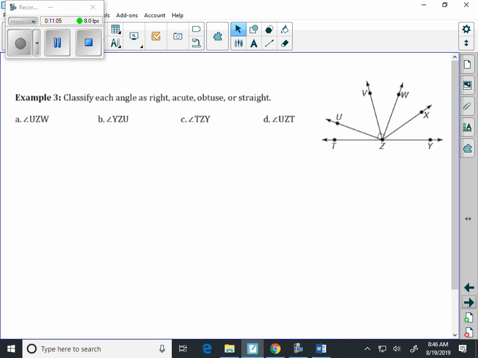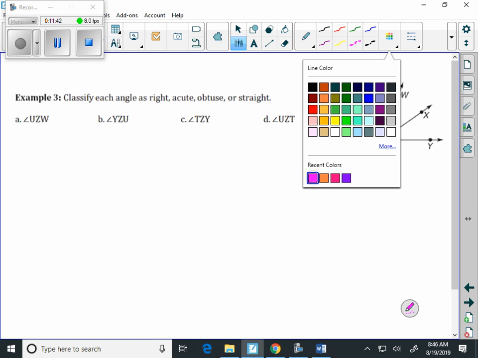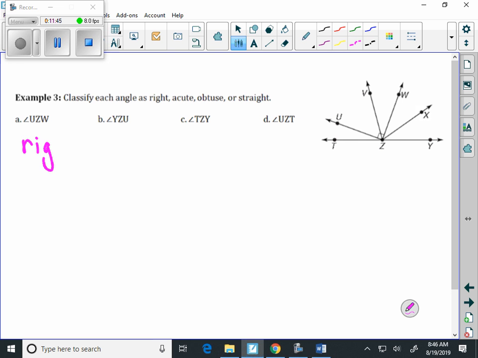As we flip our papers over, we're going to classify each angle as right, acute, obtuse, or straight. And I hope what you see me doing will be helpful for you. I just like to take my finger and outline what we're looking at. U, Z, W. And as you see on U, Z, W, we have that little box in there. Because we have that little box in there, this means that we're going to be working with that right angle.